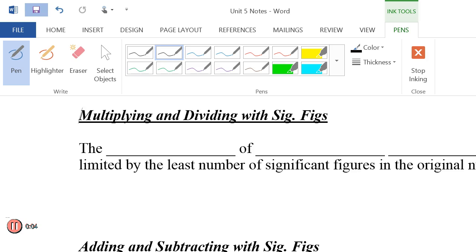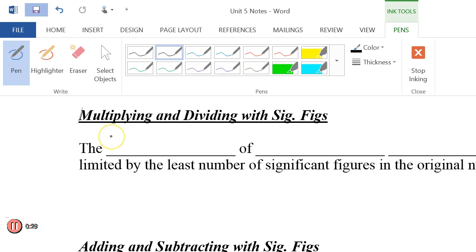Hello, today we're going to be looking at how to round correctly when you're doing calculations in a lab. We'll follow slightly different rules depending on if you're multiplying and dividing or whether you're adding and subtracting. In both cases, it's your worst measurement that limits how exact your answer is.